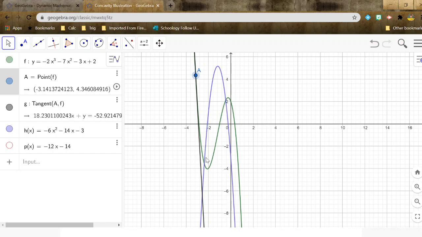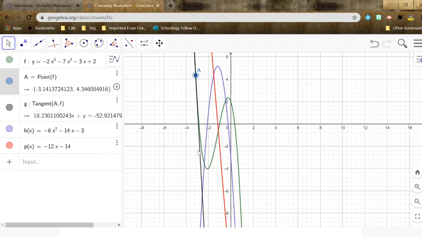We can even see further when the derivative is increasing, so when the derivative slope is positive, we have this concave up. When the derivative slope is negative, we have this concave down feature. If I pull up the second derivative, you can see the functions listed: the function is negative 2x cubed minus 7x squared minus 3x plus 2, the derivative is negative 6x squared minus 14x minus 3, and the second derivative is negative 12x minus 14. That's showing up as red over here.